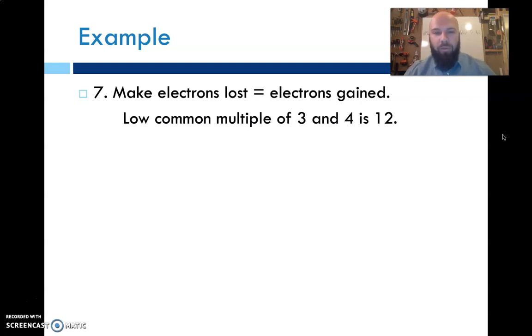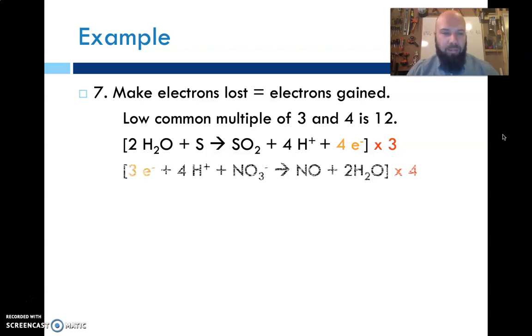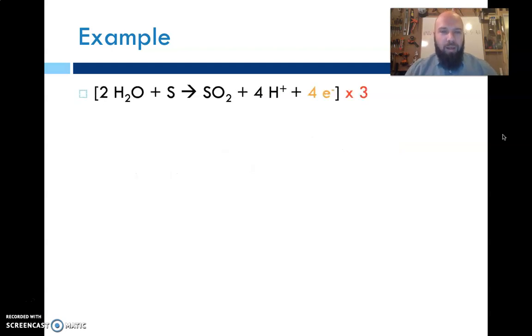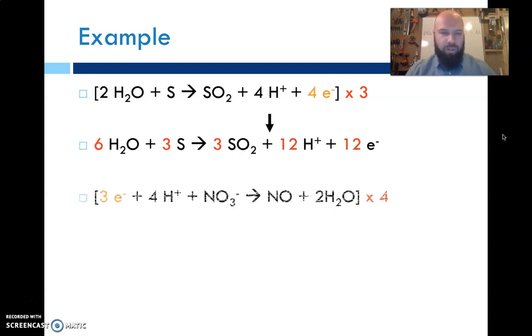Lowest common multiple of 3 and 4 is 12. So we're going to multiply our first half reaction by 3 so that the sulfur produces sulfur dioxide 3 times, and the second half reaction by 4 so the nitrate produces nitrogen monoxide 4 times. Then, once that is done, you have the coefficients. So you multiply that 3 and it's all of the coefficients.